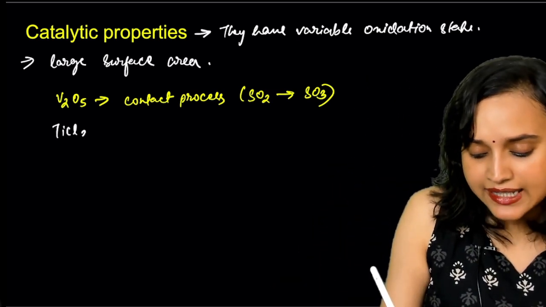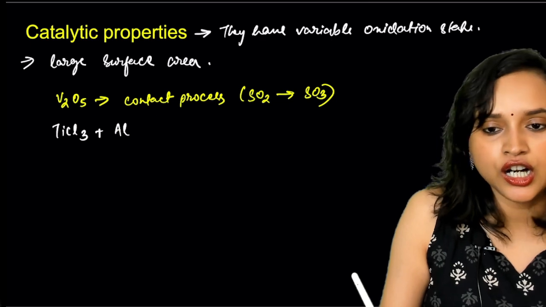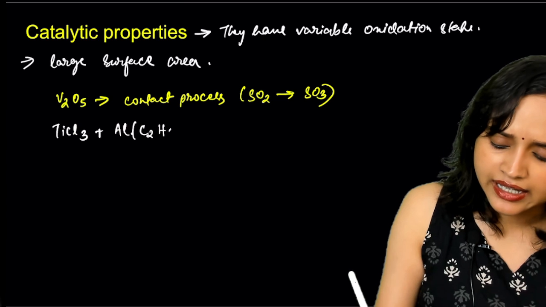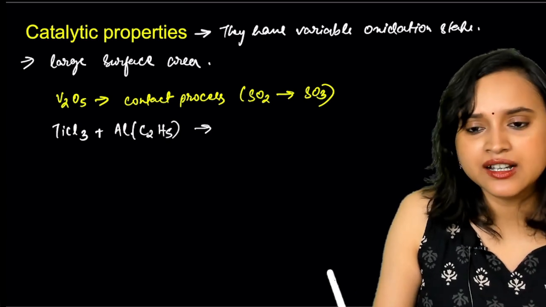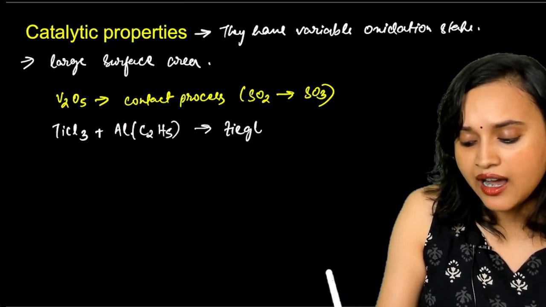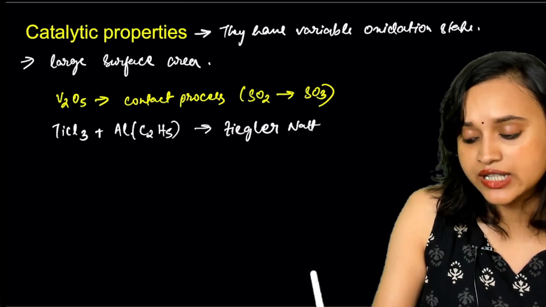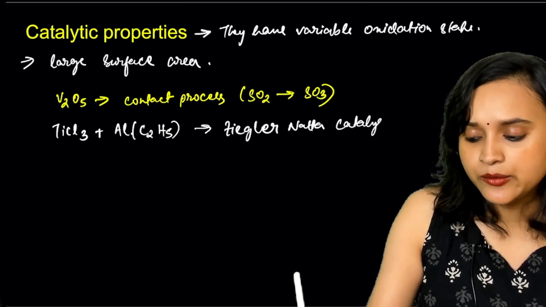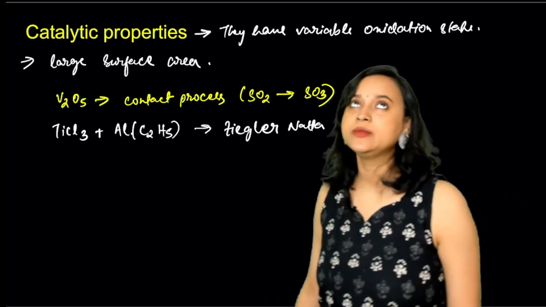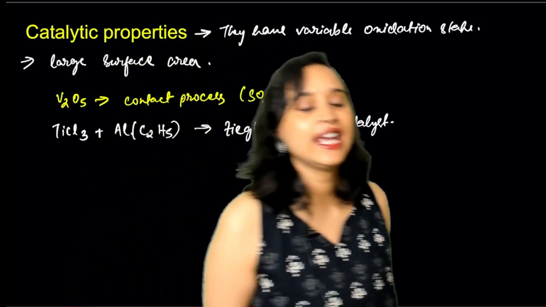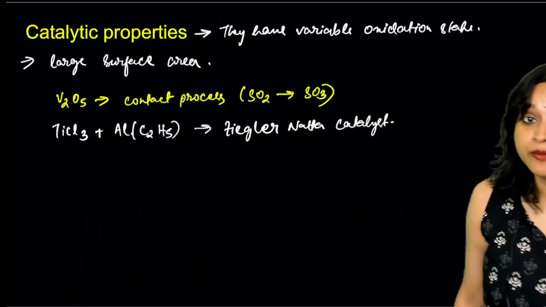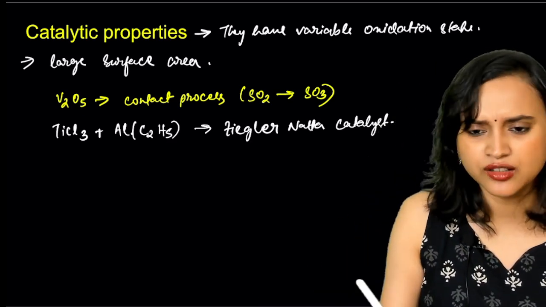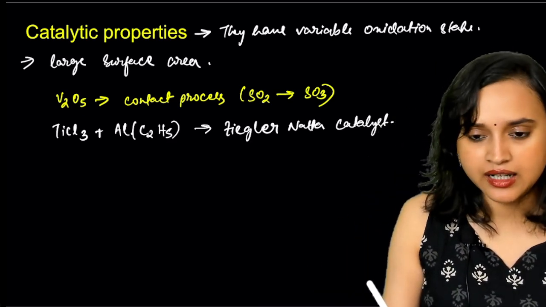Next is, everyone, TiCl3 plus Al(C2H5)3, and this is used as a Ziegler-Natta catalyst. Okay, what is this used as? This is used as Ziegler-Natta catalyst. And where is this used? This is used in the polymerization of ethylene. When you had the chapter polymer, that time you used to talk about Ziegler-Natta catalyst, but now you don't have to. It's fine.